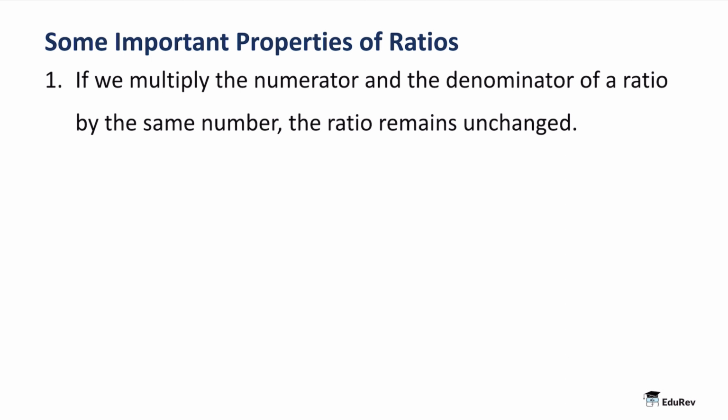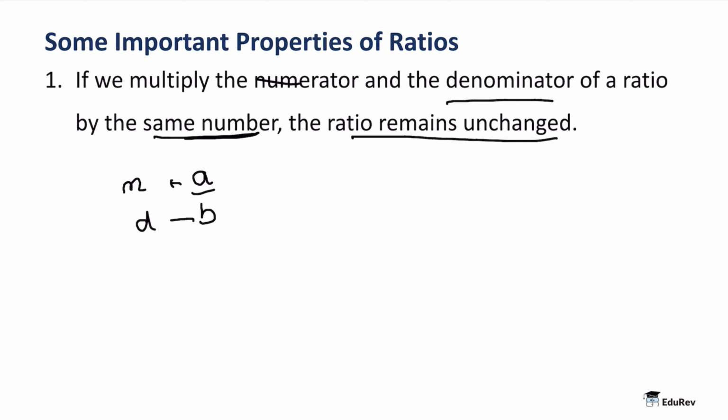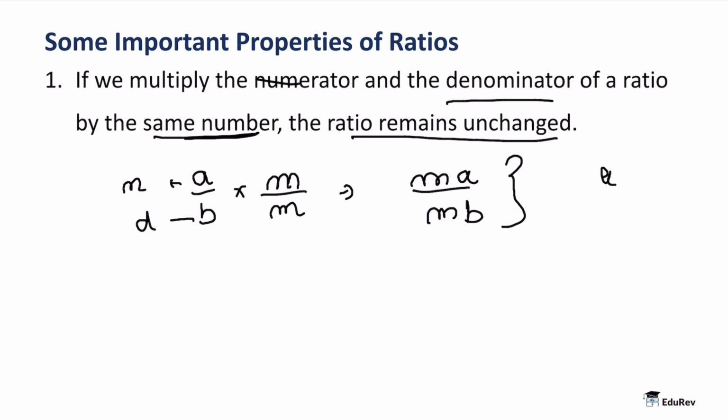The first property is, if we multiply the numerator and the denominator of a ratio by the same number, the ratio remains unchanged. So what is this property trying to tell us? Let's assume there is a ratio A by B. If I multiply the numerator A and the denominator B by M, I get MA upon MB. Now even MA upon MB will have the same ratio as A by B.